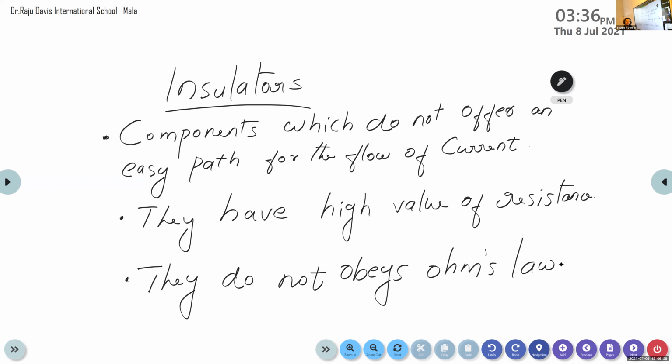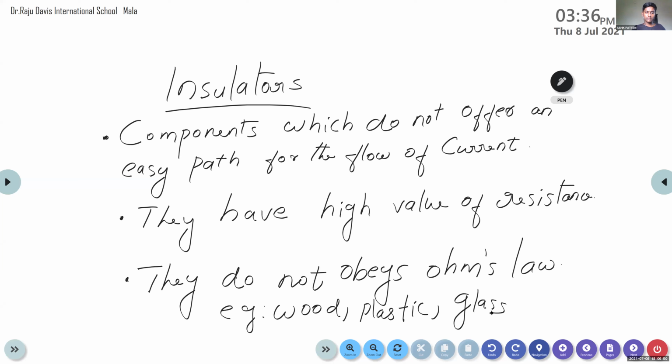Can you say some examples for insulators? Yes, very good. Wood, plastic, glass, these are examples for insulators. What about the conductors? Can you say some examples? Metals. Most of the metals are conductors. Almost all the metals are conductors.